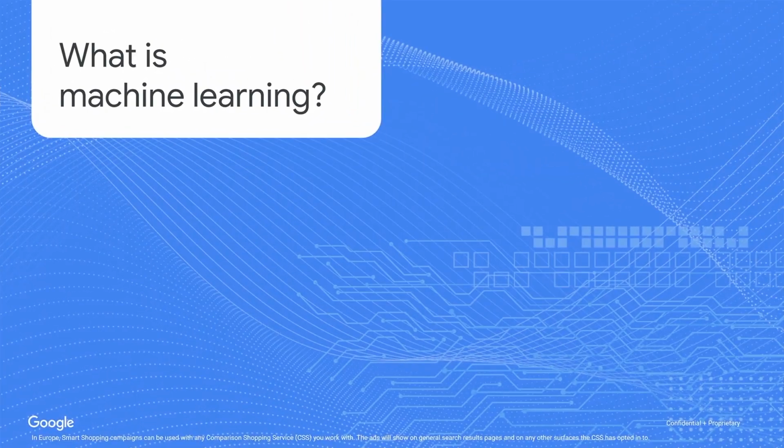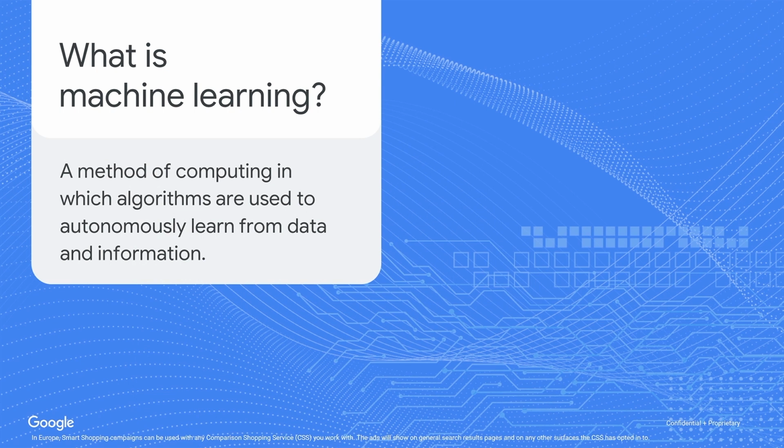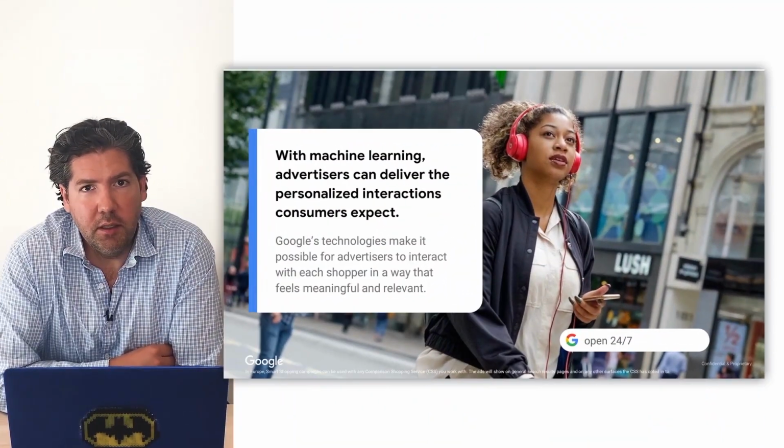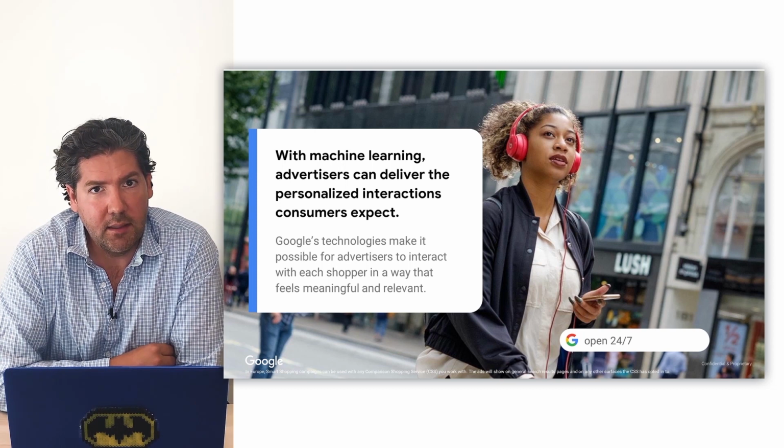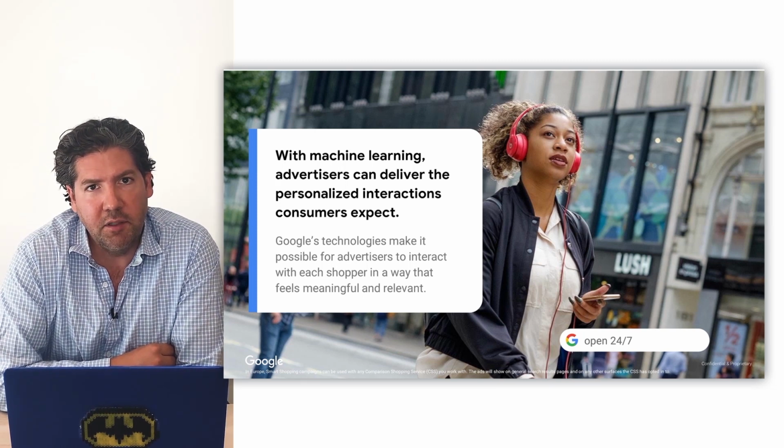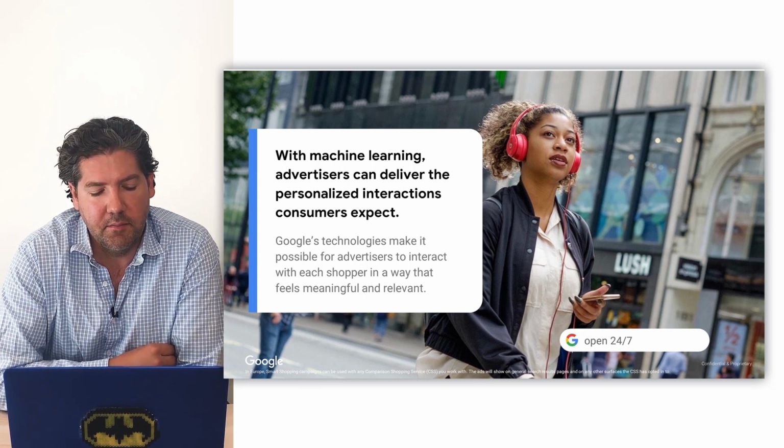So what is machine learning? It's a method of computing in which algorithms are used to autonomously learn from data and information. To put this in other words, we teach our computers to react faster and adapt to different consumer needs in real time. So with machine learning, advertisers can now provide customers with a message they actually expect, which is meaningful and relevant to their needs.